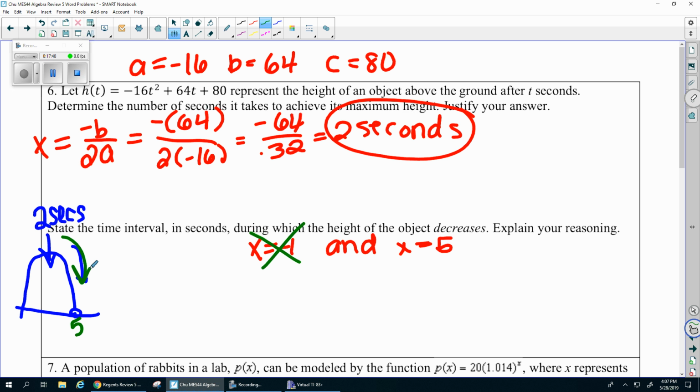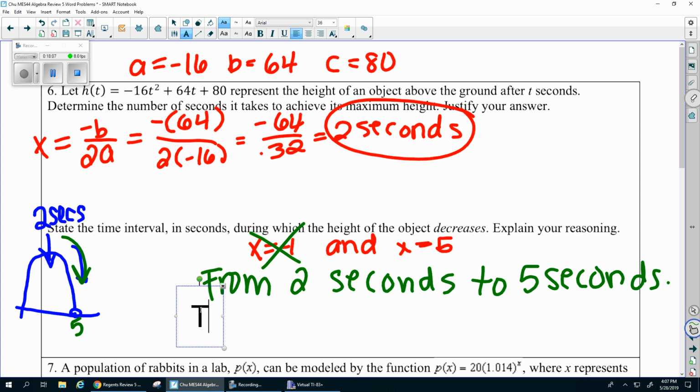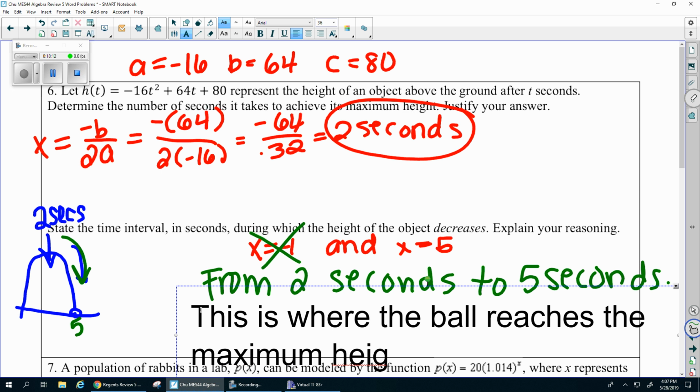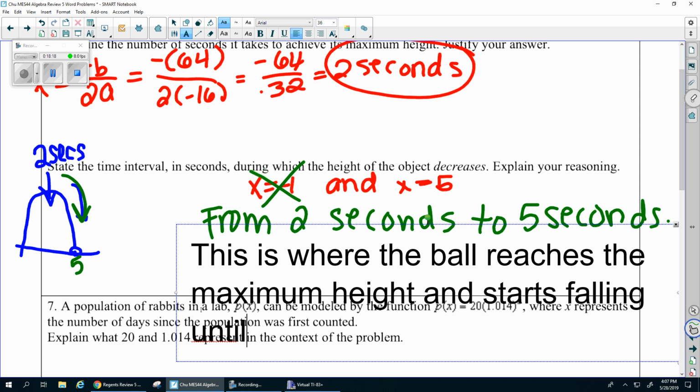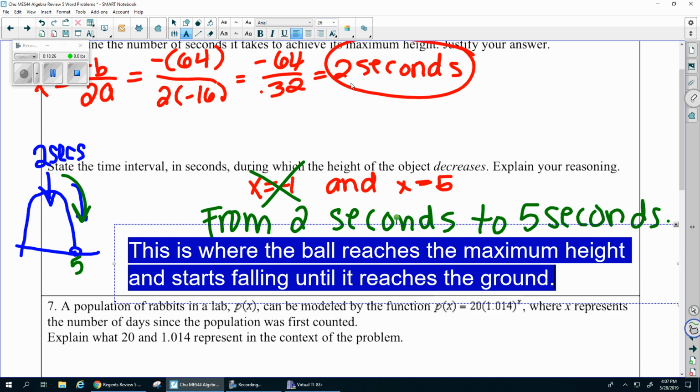So the interval during which the height of the object decreases is from 2 seconds to 5 seconds. And since we need to explain, this is where the ball reaches the maximum height and starts falling until it reaches the ground. Okay, we got one question left.